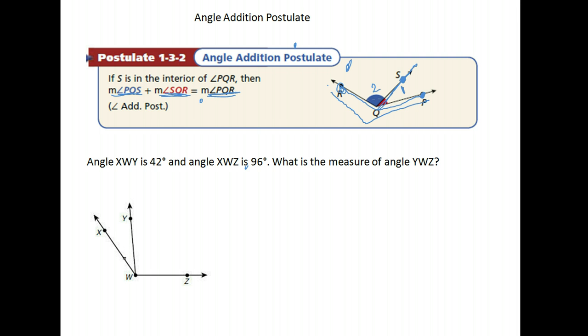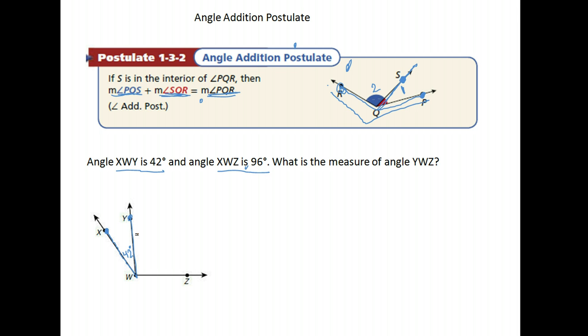Notice we do have two angles here that are right next to one another. It says angle XWY is 42. So where is XWY? It's saying the opening that is created by going from X down to W and out to Y is 42 degrees. So I'm going to go ahead and label that. That opening is 42 degrees. And angle XWZ is 96.